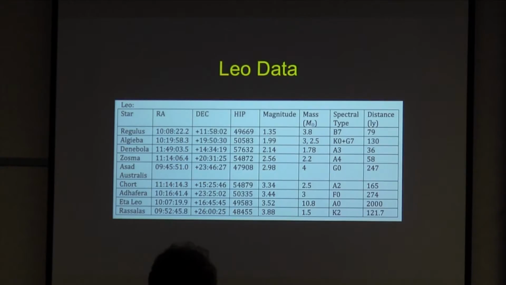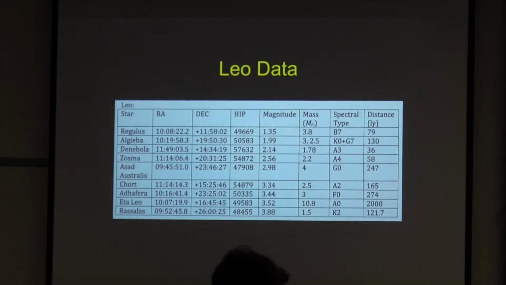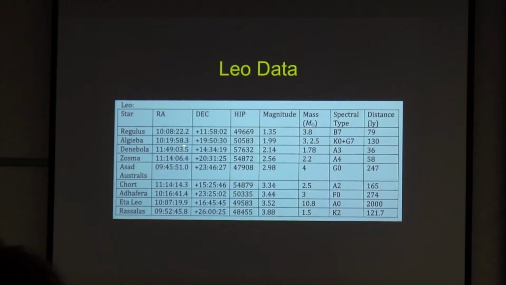Name or number? Either or both. 9:45, that's Asad Australis. Okay. In the black here on the aisle, what is the maximum of the right ascension? Denebola is at 11:49. Everyone agree with that? So we're going from about 9:45 to 11:49. That's about 2 hours of right ascension that we have to cover, so we'll have to do 2.5 or so.